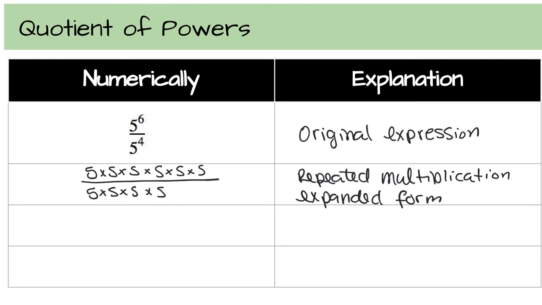The next thing we're going to do is we're going to see how many sets of ones we have, because we know any number divided by itself will give us 1. So let's have a look, see how many we have. We have 1 pair, 2, 3, 4. And we know that anything multiplied by 1 is just going to be the answer. So we'll just look at what's left over, and we have 5 multiplied by 5, which is 5 squared, and that is our simplified answer.